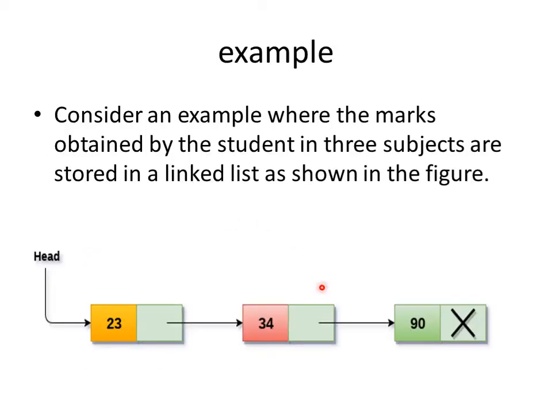Here you can see an example. Consider an example where the marks obtained by students in three subjects are stored in a linked list as in the figure, that is 23, 34 and 90. You can see this is a null value, which shows that it is the end of the list, and initially I want to know where I should begin. For that reason, I have taken this node as the head node.